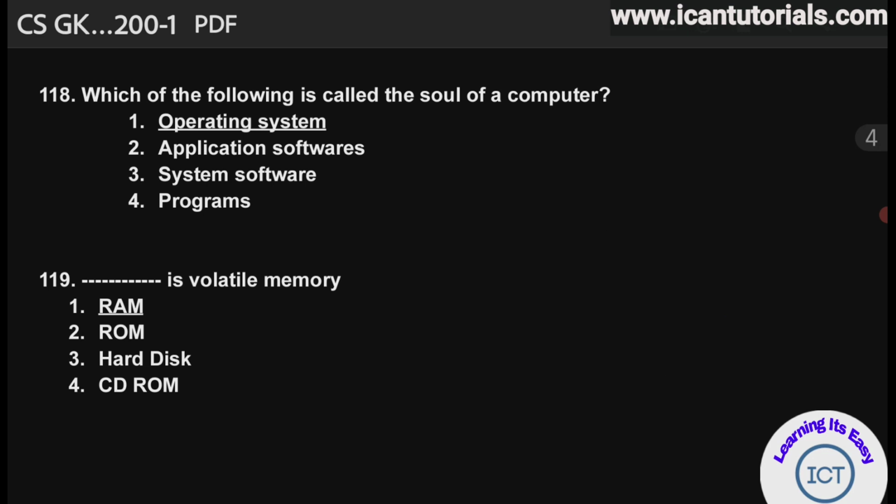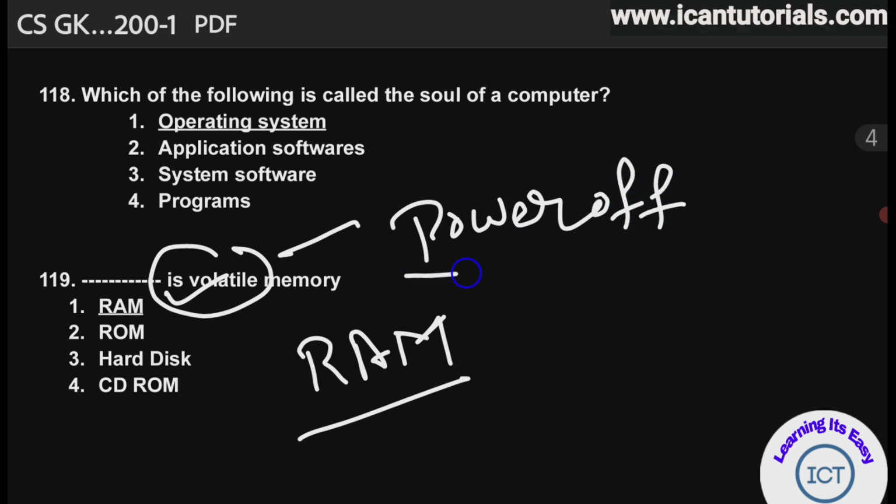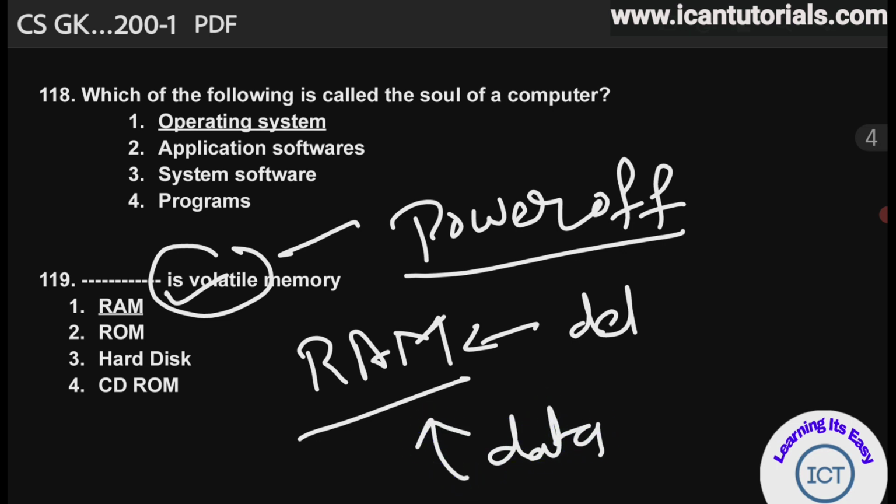The next question is, dash is volatile memory, and the answer is RAM. RAM is volatile memory. RAM stands for random access memory. What do you mean by volatile? Volatile memory means as soon as we cut off the power supply to our computer, whatever data is stored inside the RAM will be deleted. Whenever we turn off the power, data stored inside the RAM will be deleted. That's why RAM is called volatile memory.